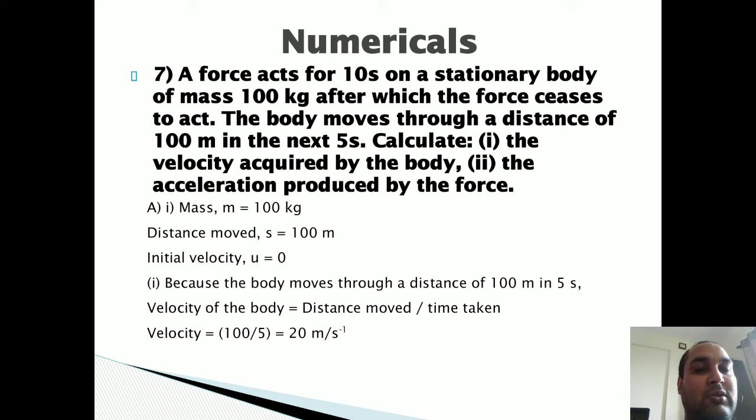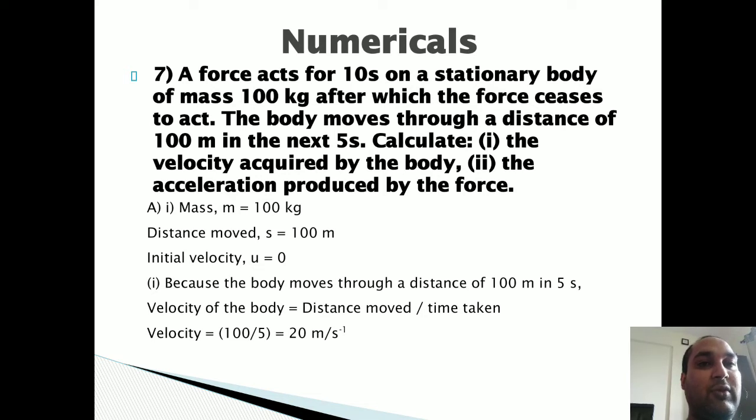This sum has two parts, so let us read it first. A force acts for 10 seconds on a stationary body. That body's mass is 100 kg. After that the force ceases to act, means the force stops acting. Due to the force, the body moves through a distance of 100 meter in the next 5 seconds.